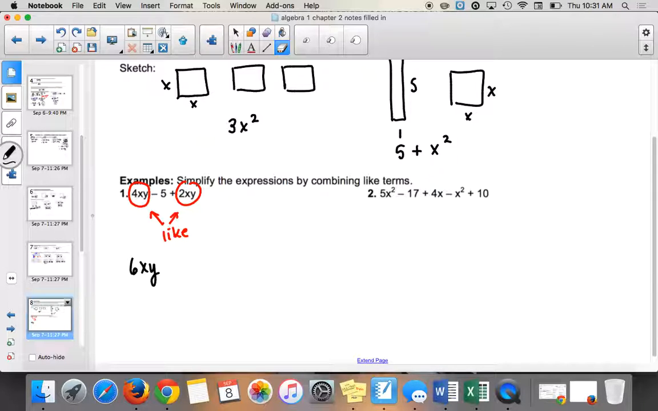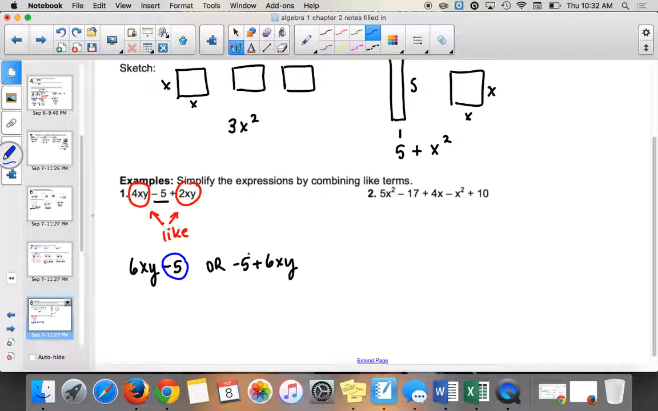If I have 4 apples plus 2 apples, I have a total of 6 apples. You don't change anything. You don't say apple squared, right? That's multiplication. All right, and then we have just the minus 5 by itself, so we're going to hang that on the end. So 6xy minus 5. You could also say negative 5 plus 6xy if you want to do it that way as well. Just make sure whatever sign was in front, like if you have a negative with the 5, then the negative is with the 5 here as well.